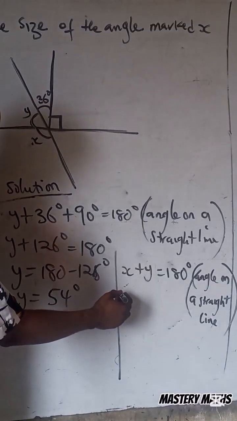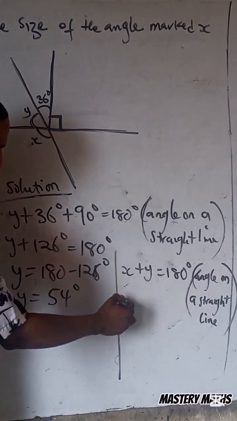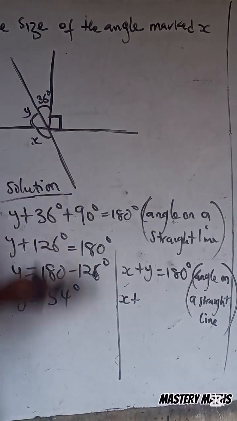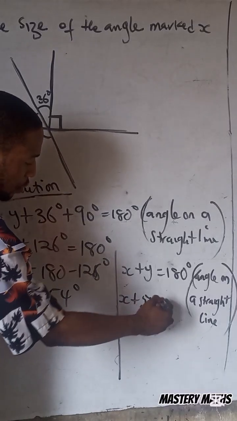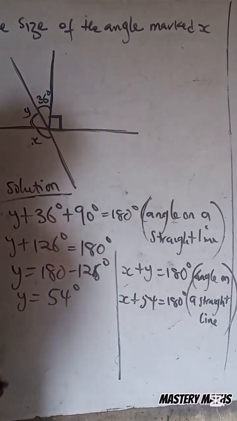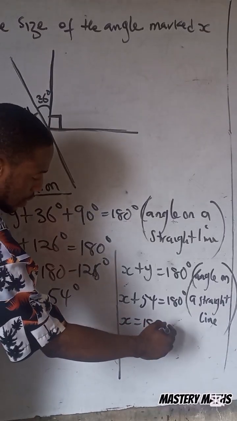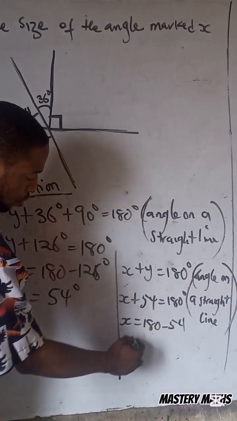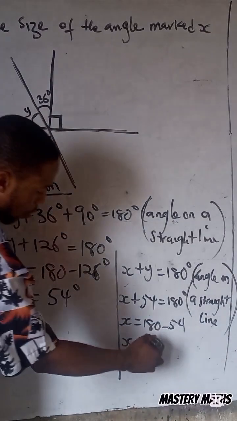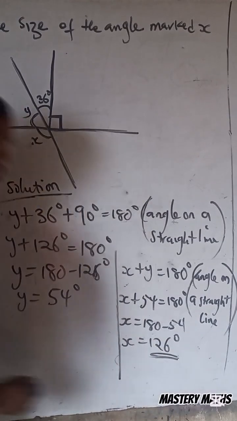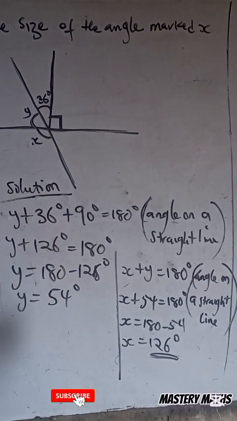Now, here we have our X. We are looking for the X. It will be X plus, what is our Y? Our Y now is 54 degrees, equal to 180 degrees. So we collect our items. X is equal to 180 minus 54, which will give us 126 degrees. So our X is 126 degrees.